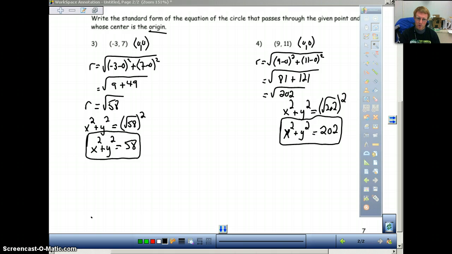Like I said, we may go through a couple of other things in class to tell you about the things that are a little bit more complicated, about moving the circle around from the origin. But this is the basics. This is what the formula for a circle is.